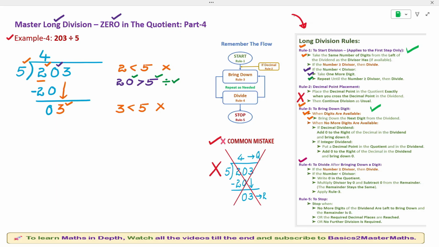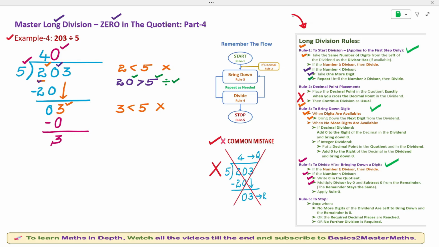Let us apply rule 4. If the number is less than the divisor, write 0 in the quotient. Then multiply divisor by 0 and subtract 0 from the remainder. In this case, 5 zeros are 0. So you will get 3 as the remainder again. Now rule 4 is complete.